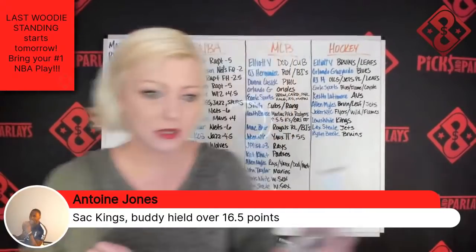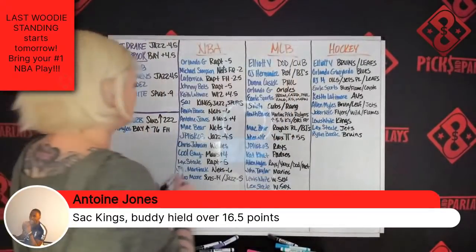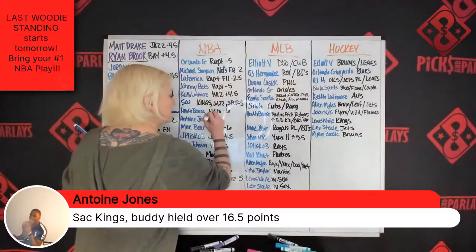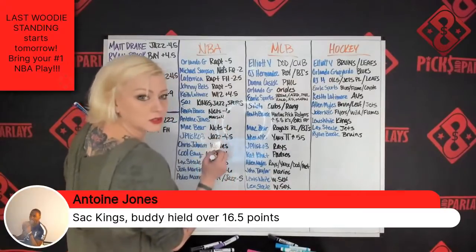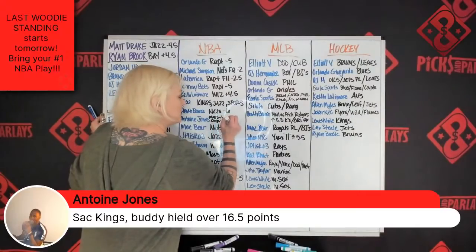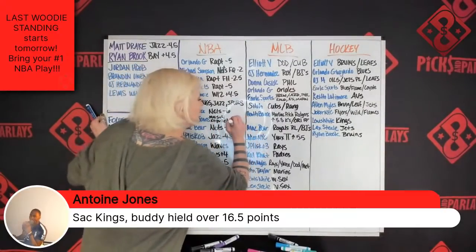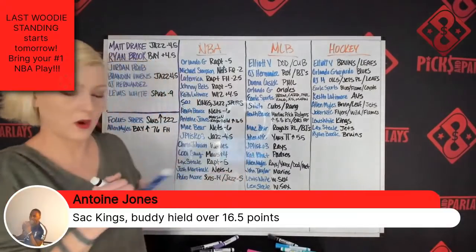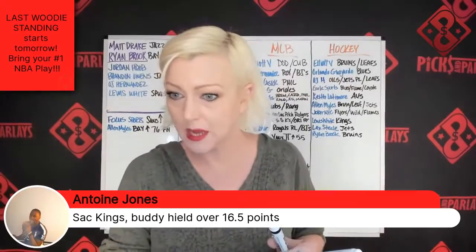Antoine Jones, Kings, Buddy Hield. I'm going to scoot this in. Mavs +4, and also Kings, Hield, over 16.5 points.